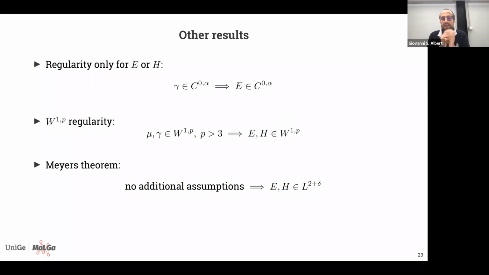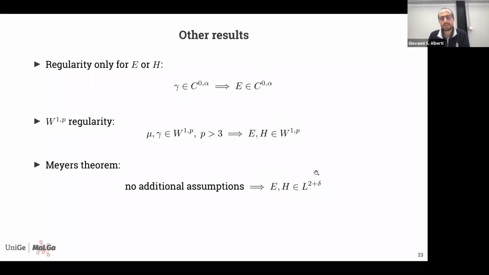However, the nice thing about Meyer's theorem is that without assuming any additional regularity on sigma, so sigma is just L infinity, the solution Q is not only in H1, so the gradient is not only in L2, but actually is in a little bit more than L2. This is the so-called higher integrability for elliptic equations, and the gradient is actually in L2 plus delta. Exactly the same theorem can be proven also for Maxwell's equations without any additional assumptions, and basically you get the solutions not only in L2, but in L2 plus delta.